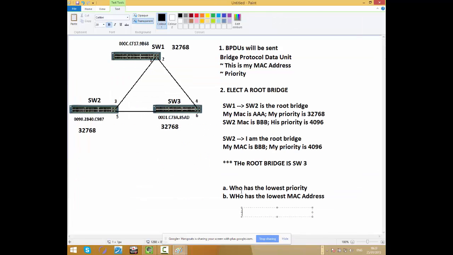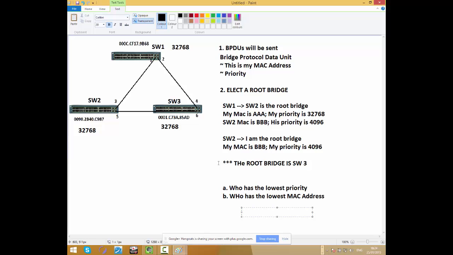Now here's my question to you. Is there any reason why you want to change the priority? Why don't you just let spanning tree figure out any switch to be the default? Is there any reason why you want to be changing? Because we have to put the most centralized switch in the topology to be elected as a spanning tree root bridge. Why do we have to do that? Why can't we just let it take charge by itself? Because it's probably the most connected to the others.